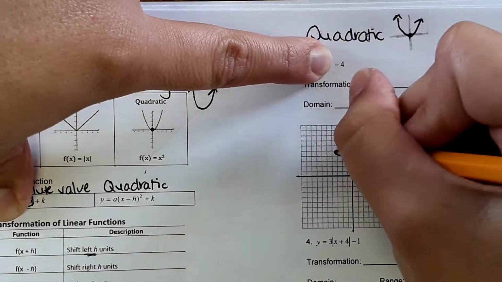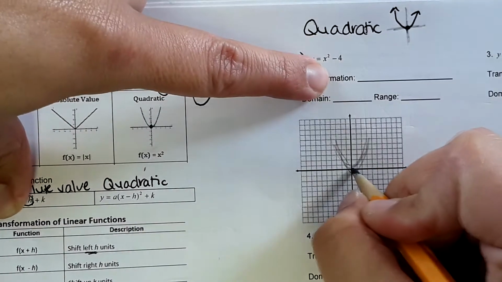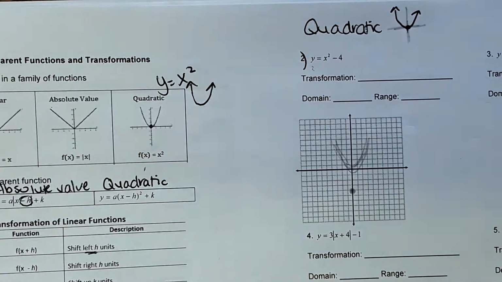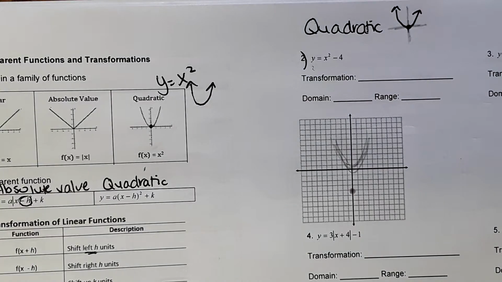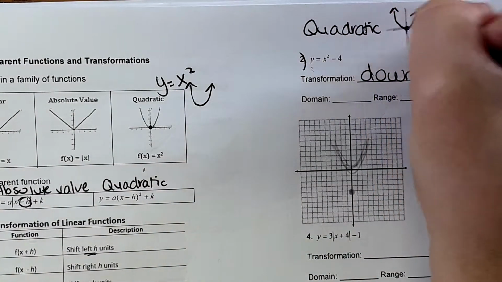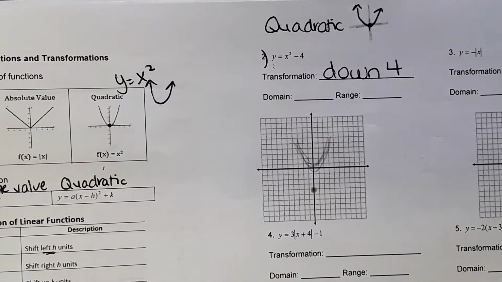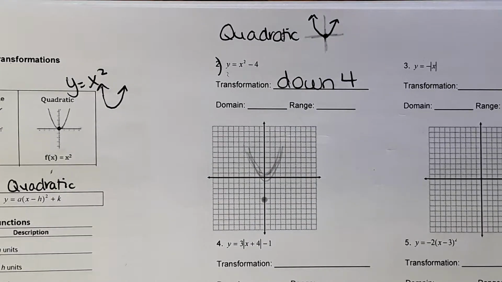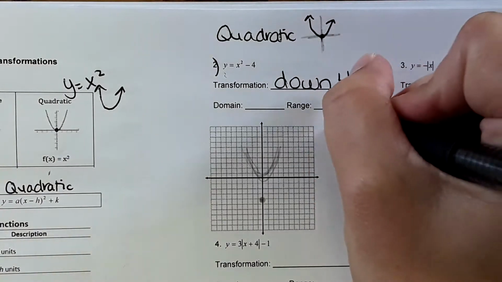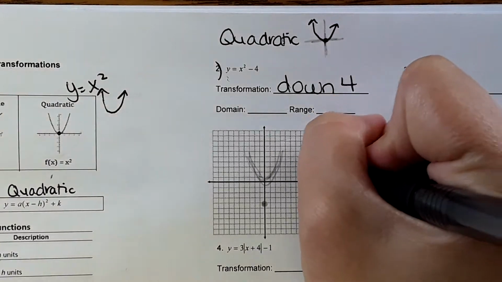So if the original is at 0, then this one would be at minus 4. 1, 2, 3, 4, right here. So our transformation is down 4. And now as far as graphing it, we can't just pull the slope out. It's a little bit different. We're going to set up a function table. I'm going to put in the numbers 1, 2, and 3.